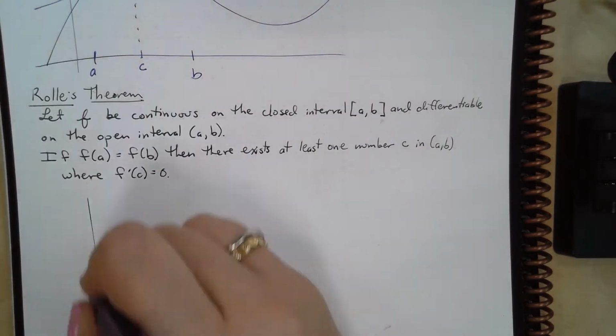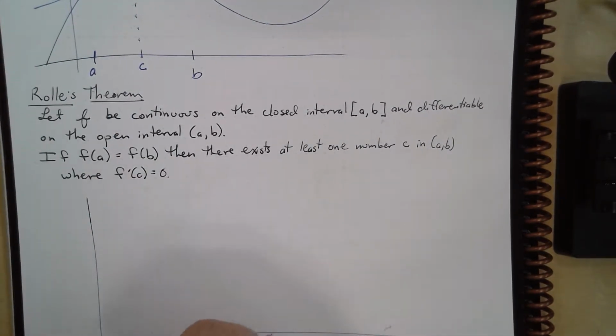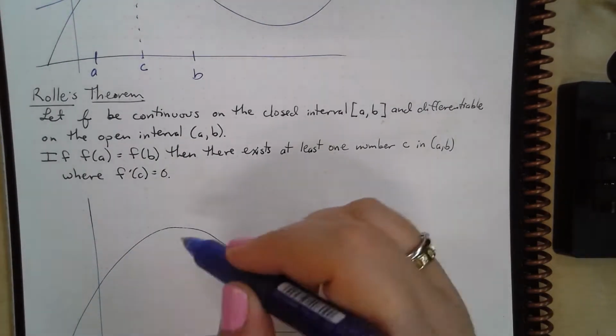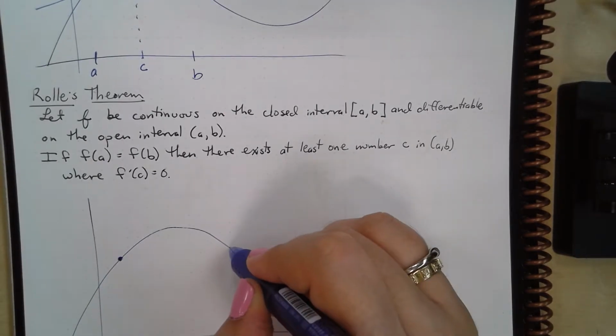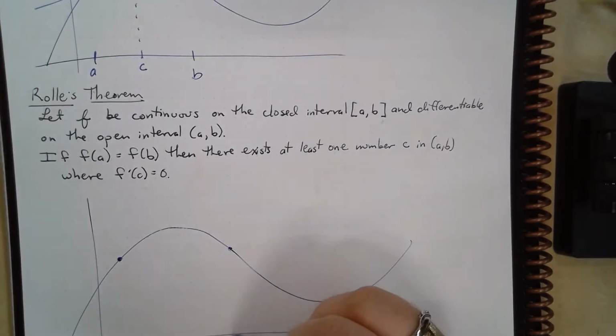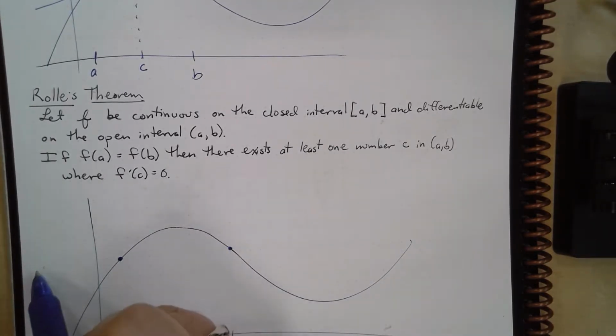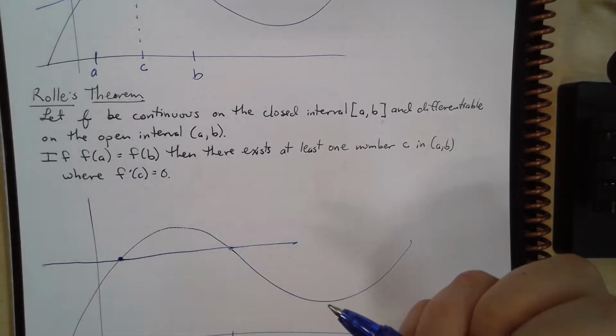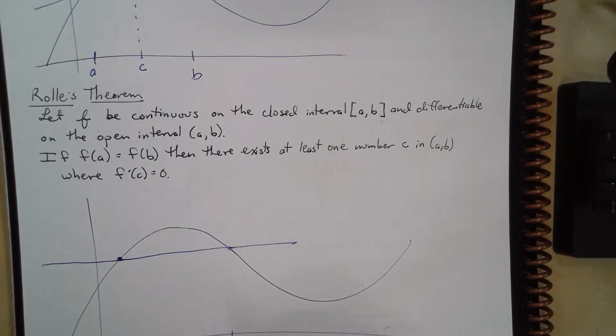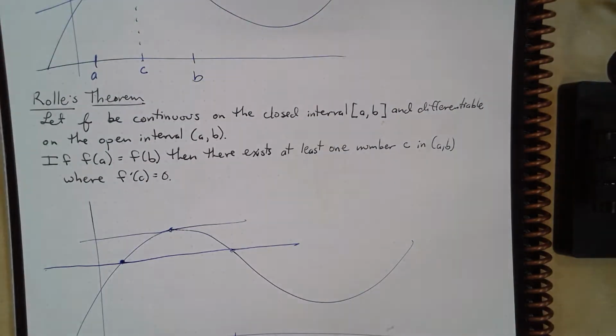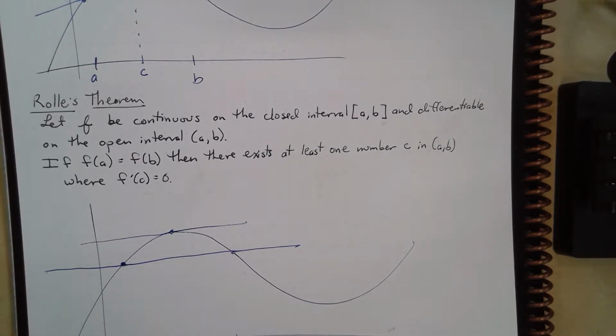Let's draw that graphically. If we've got a graph, and this point here is a, and this is b, and these are equal to one another, so f of a is equal to f of b. There must be a point c where the slope of the tangent line is equal to 0. Basically, there has to be a minimum or a maximum in between if we have f of a equal to f of b. Something's got to go on.